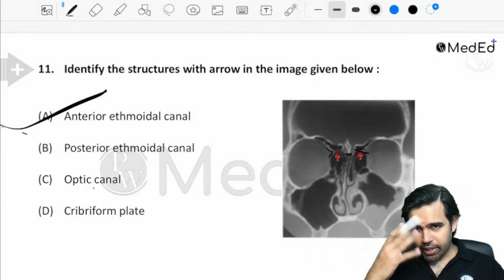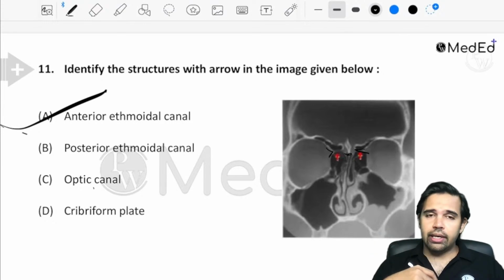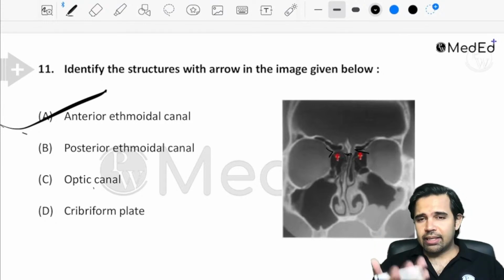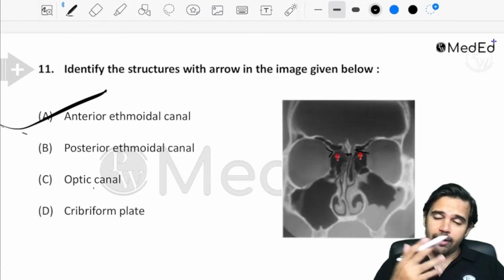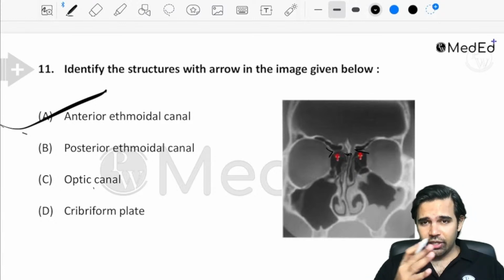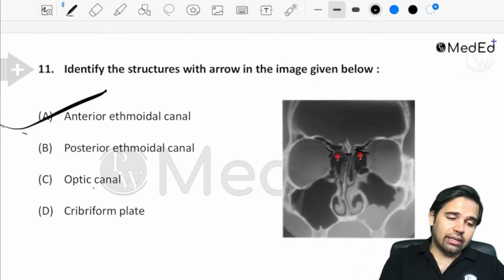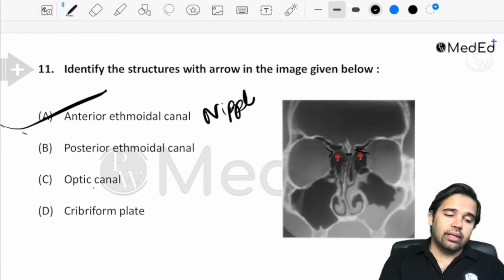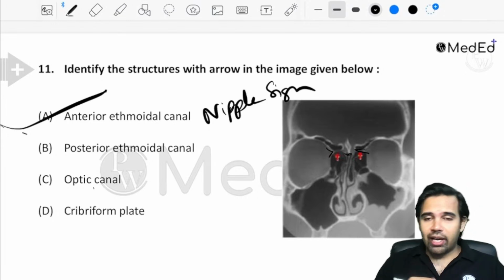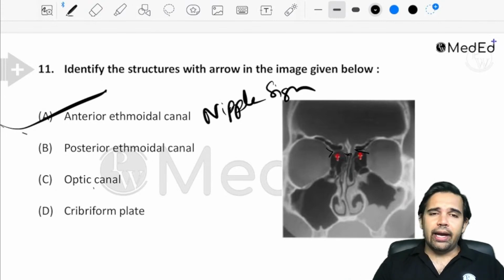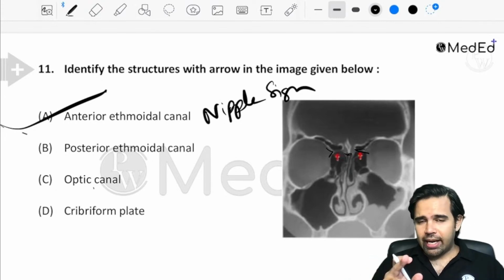You can't see it in this section. And some who identified this call it a nipple sign, because the projections look like nipple-like projections. The word itself means a pointed projection, and that is the anterior ethmoidal canal projection on the bilateral side.